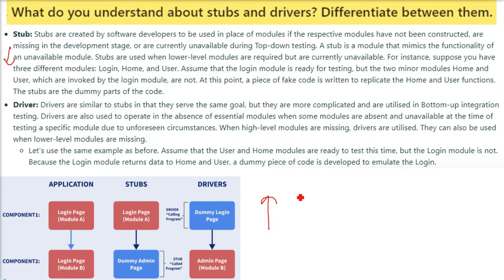So stubs are required when we are doing top-down testing. When we are going for bottom-up, we require drivers. There are certain unforeseen circumstances where the high-level module, the one which is calling other modules, is not prepared, while the lower level modules are already made. For that, we have to write the driver. Let us take this example again. User and home are made now, but the login module is not yet prepared. So we have to write a simple code just mimicking or emulating this main module. That is called the driver.